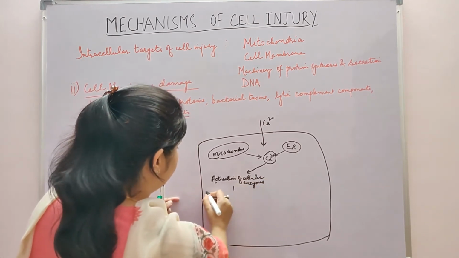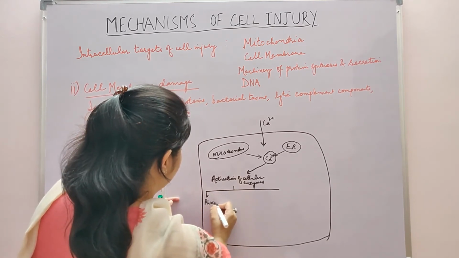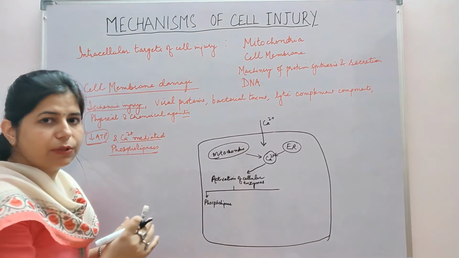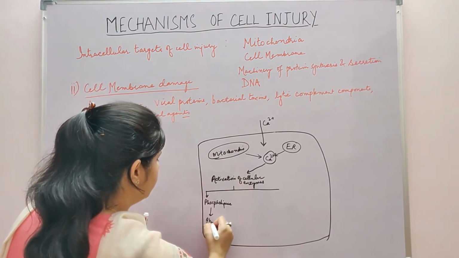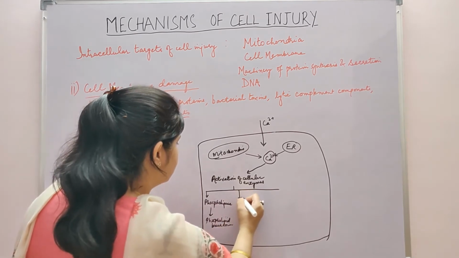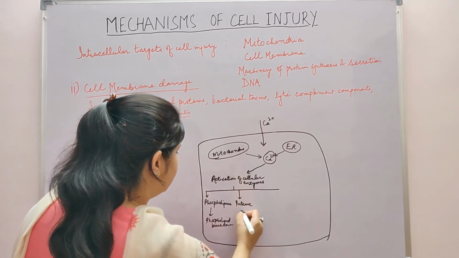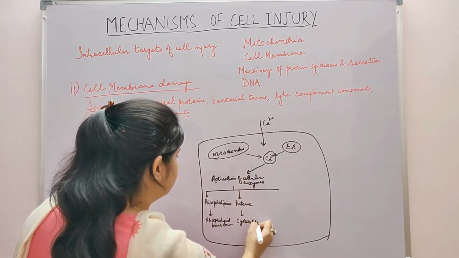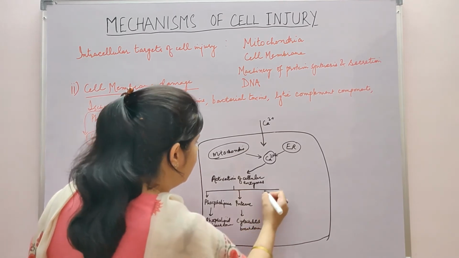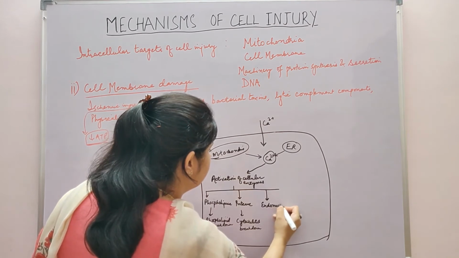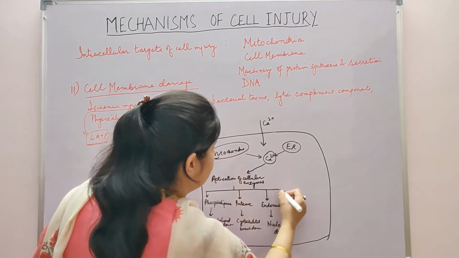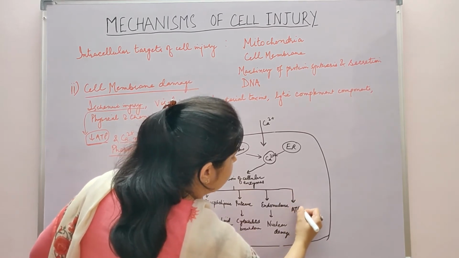What are these enzymes? These are phospholipase. So it will lead to breakdown of phospholipids which are constituent of the cell membrane. So it will lead to phospholipid breakdown. Protease, they will lead to cytoskeletal breakdown. The cytoskeletal filaments, they will be degraded. Endonuclease, so they cause nuclear damage. ATPase will lead to depletion of ATP.